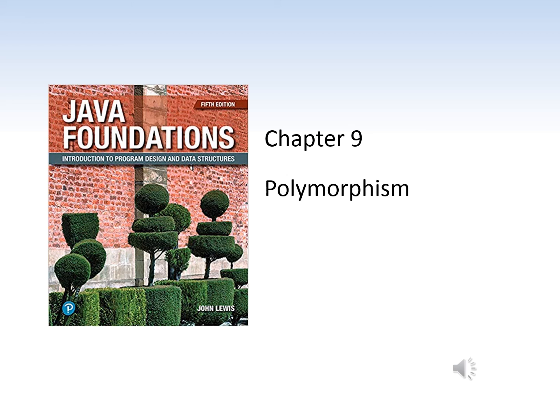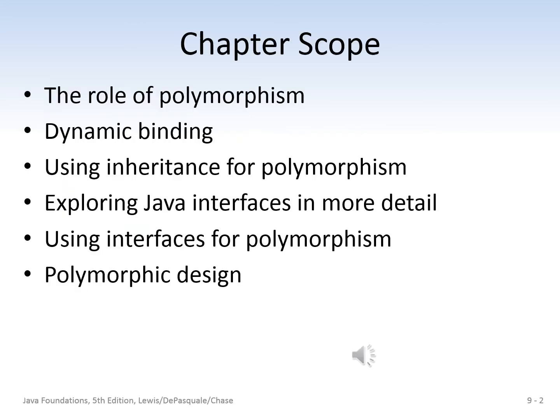Next up, content from Chapter 9, Polymorphism. Polymorphism literally means having many forms. Let's drill down on that. Polymorphism is one of the defining characteristics of object-oriented programming. In this chapter, we'll discuss the role of polymorphism and dynamic binding, using inheritance for polymorphism, exploring Java interfaces in much more detail, using interfaces for polymorphism, and lastly, polymorphic design.